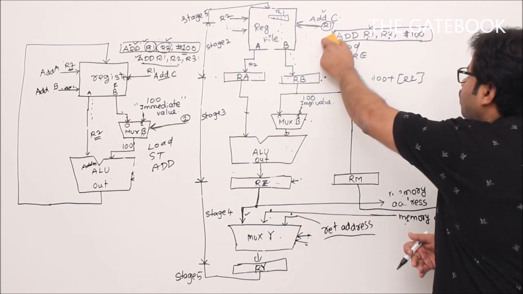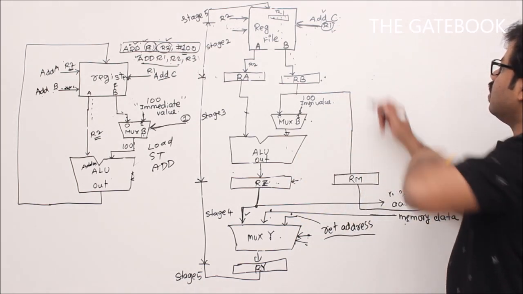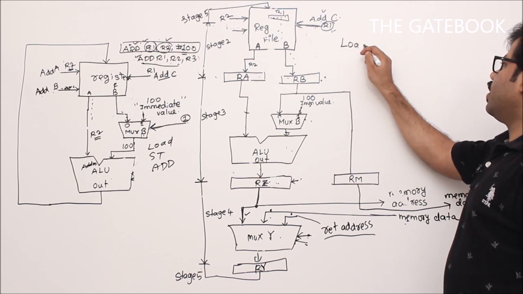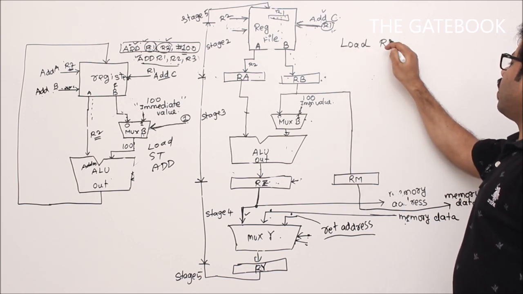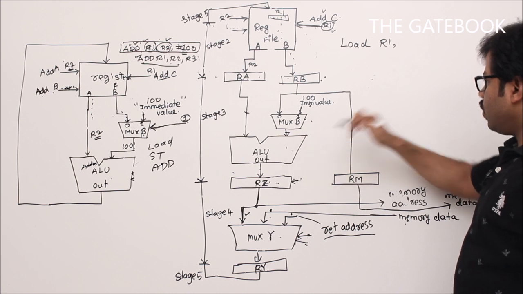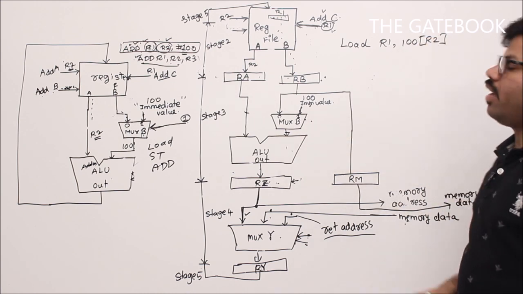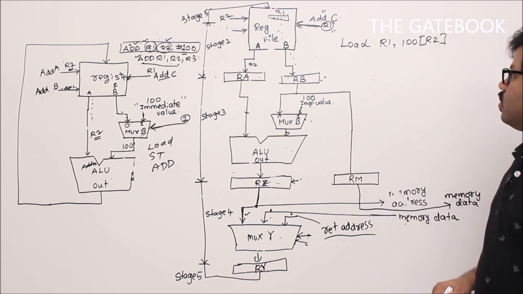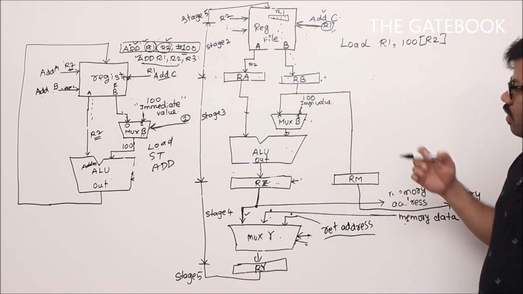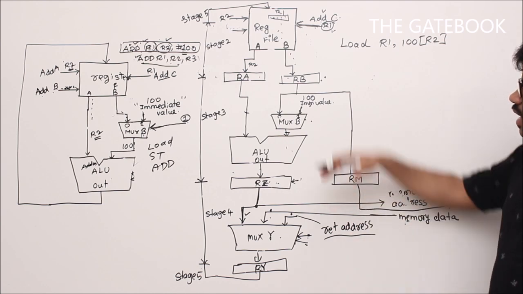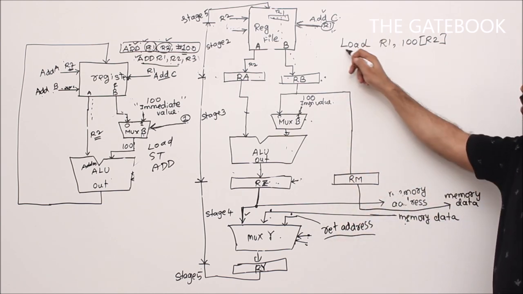Now we will see how this load instruction will be executed. Okay, load, let's say R1, whether this machine or circuit will help us in executing load R1 100 of R2. Okay, let us try. So what we do is, I want to use this device or this circuit and I would like to do this operation.